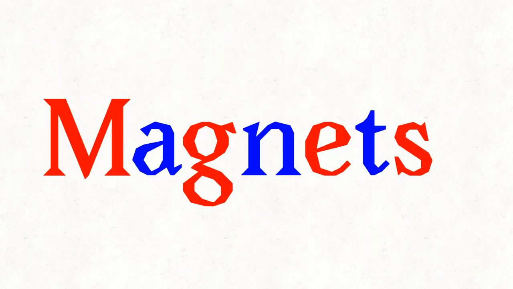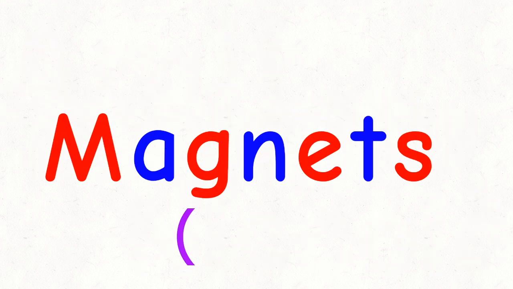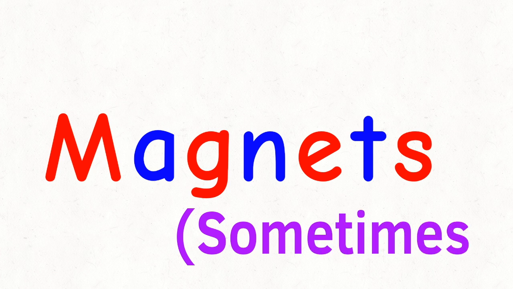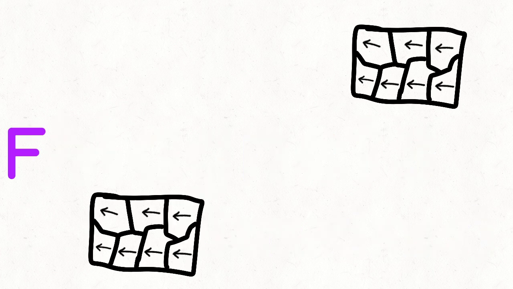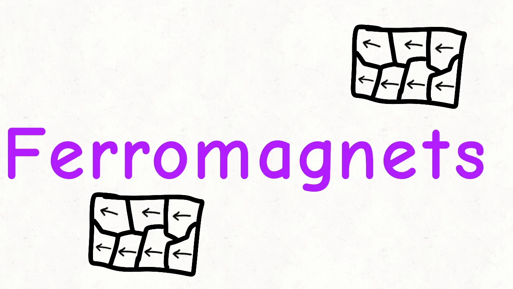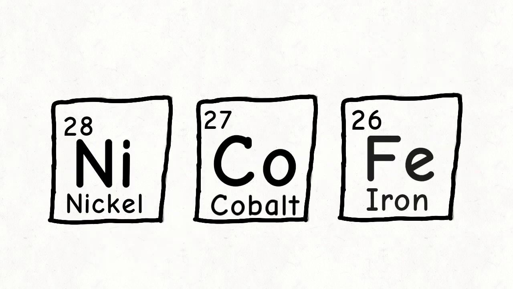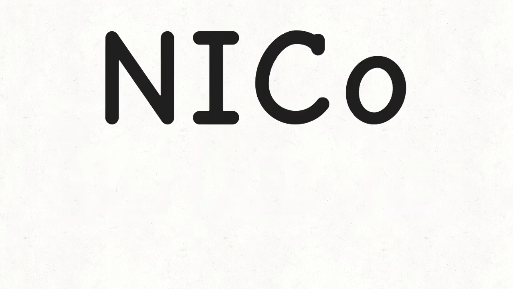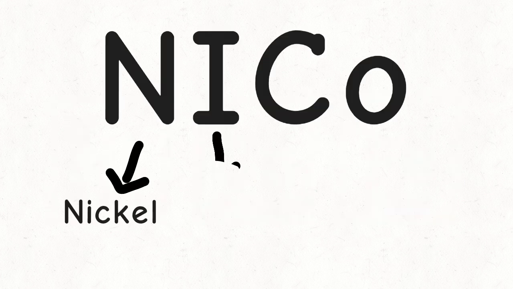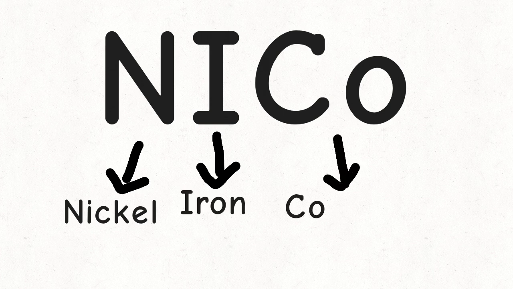Today, in Unit 2, we will discuss magnets. Let's first introduce materials that only sometimes act like magnets. They are called ferromagnetic substances and are nickel, cobalt, and iron. You can remember them with this little acronym we made up called NICO. N is for nickel, I is for iron, and CO is for cobalt.